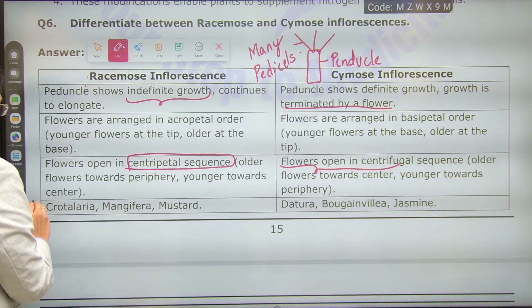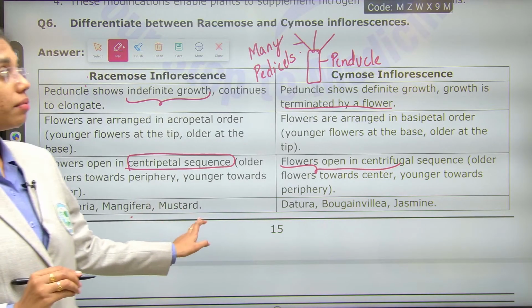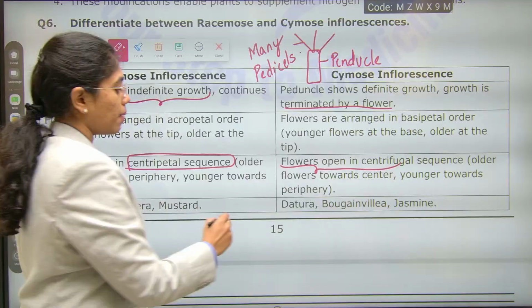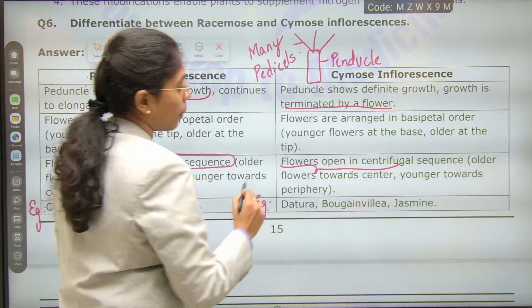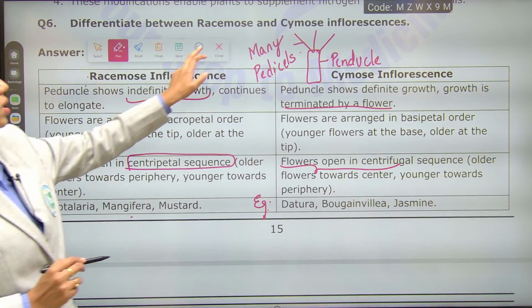Racemose inflorescence examples include Crotalaria, Mangifera and mustard. Cymose inflorescence examples include Datura, Bougainvillea and Jasmine. These are the examples of cymose inflorescence. Next.